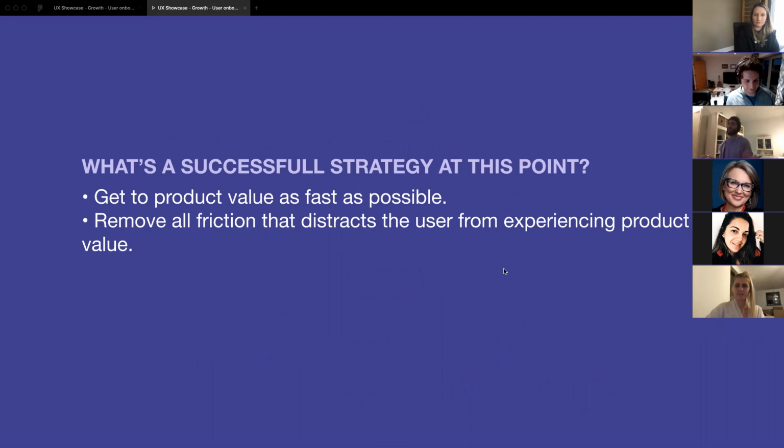And what's a successful strategy at this point? Well, if you check what the industry is saying, it's basically to try to get people to your product value as fast as possible and remove all friction on the way. A good example of that is your favorite food delivery app. They probably have the same strategy.